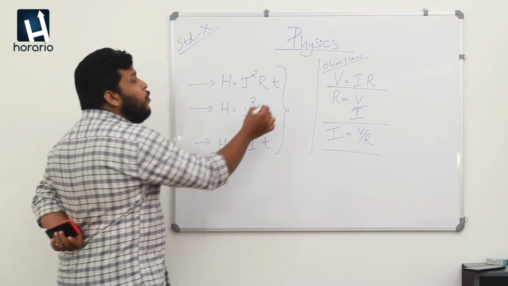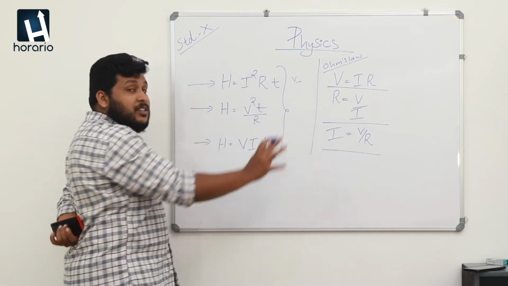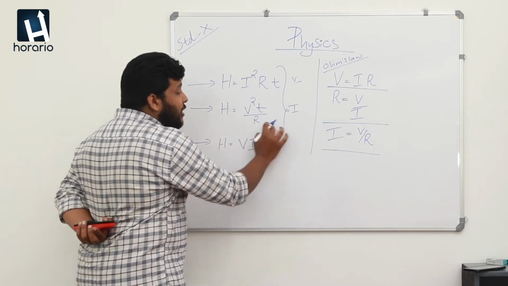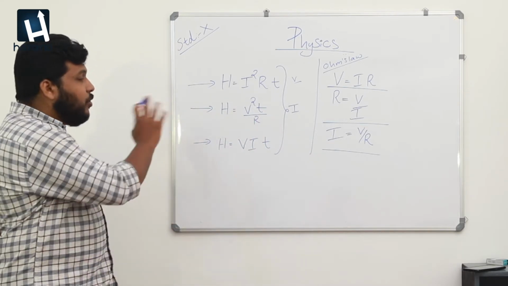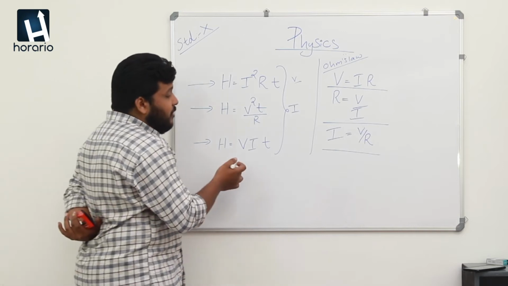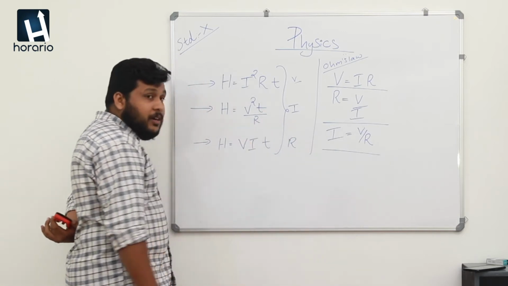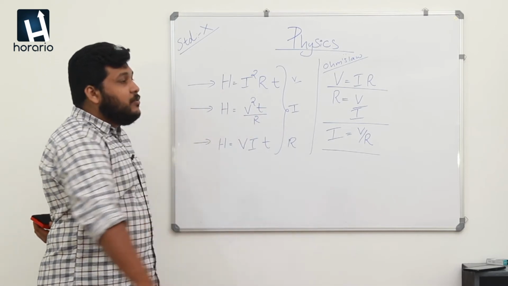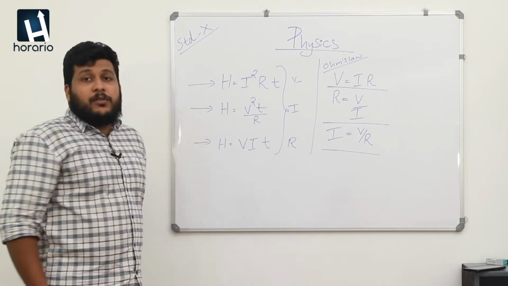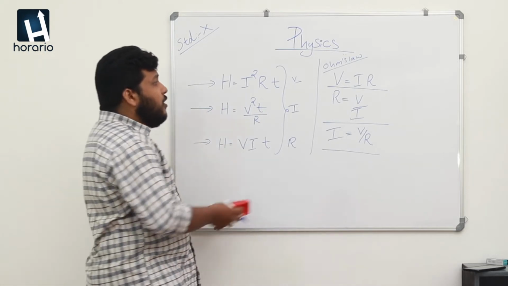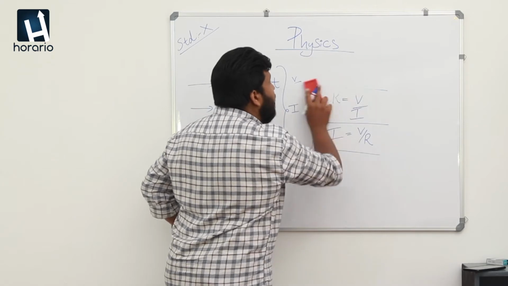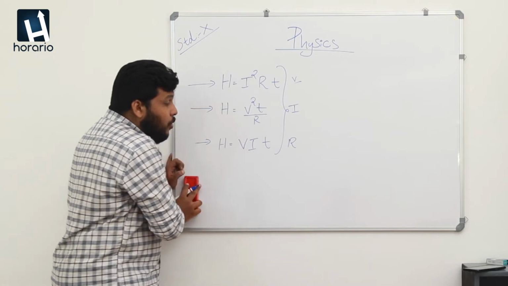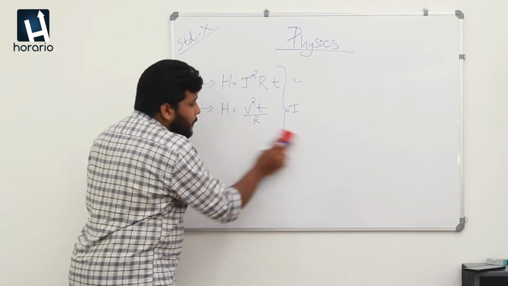In a question where voltage is not given, you can use H is equal to I square RT. In a question where current is not given, you can directly use the equation H is equal to V square T by R. If a question comes where no resistance value is given, then you can use H is equal to VIT. So these three equations will be useful for solving problems. You can see different types of problems in your textbook. We can solve each question and know how these equations work.